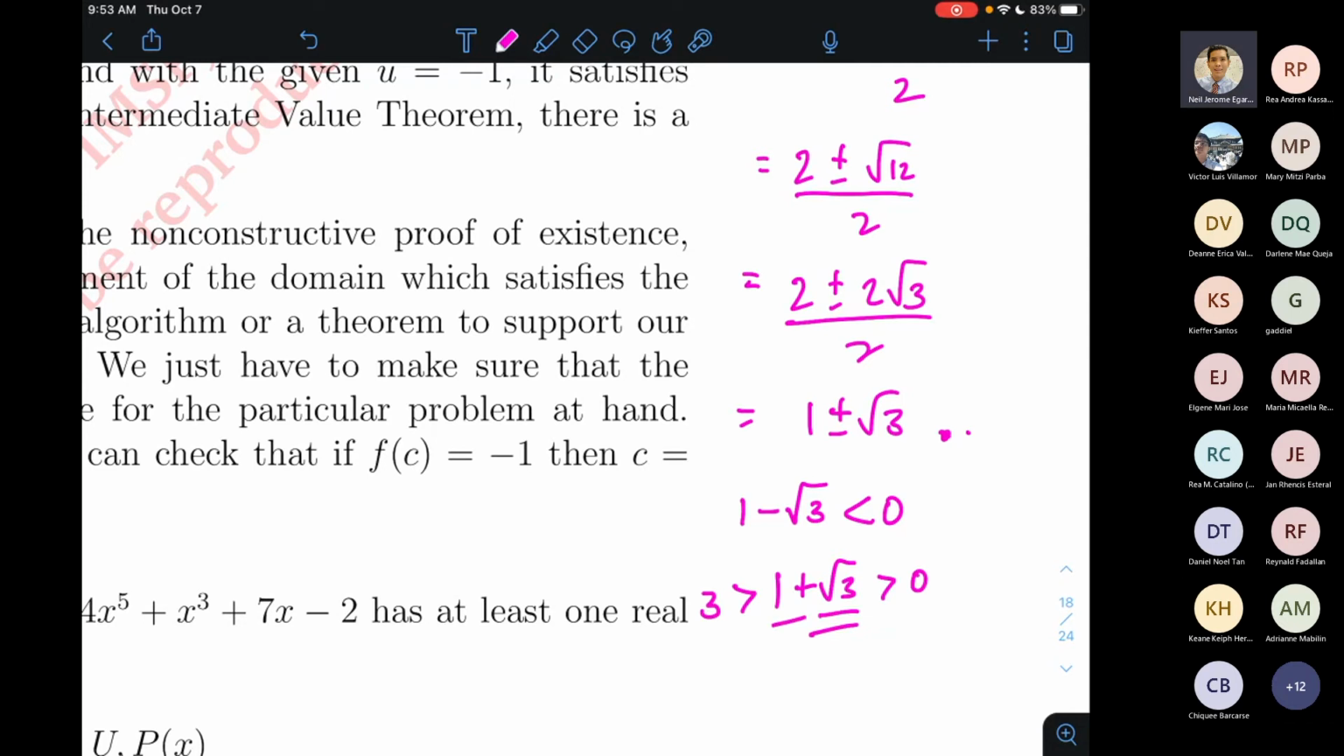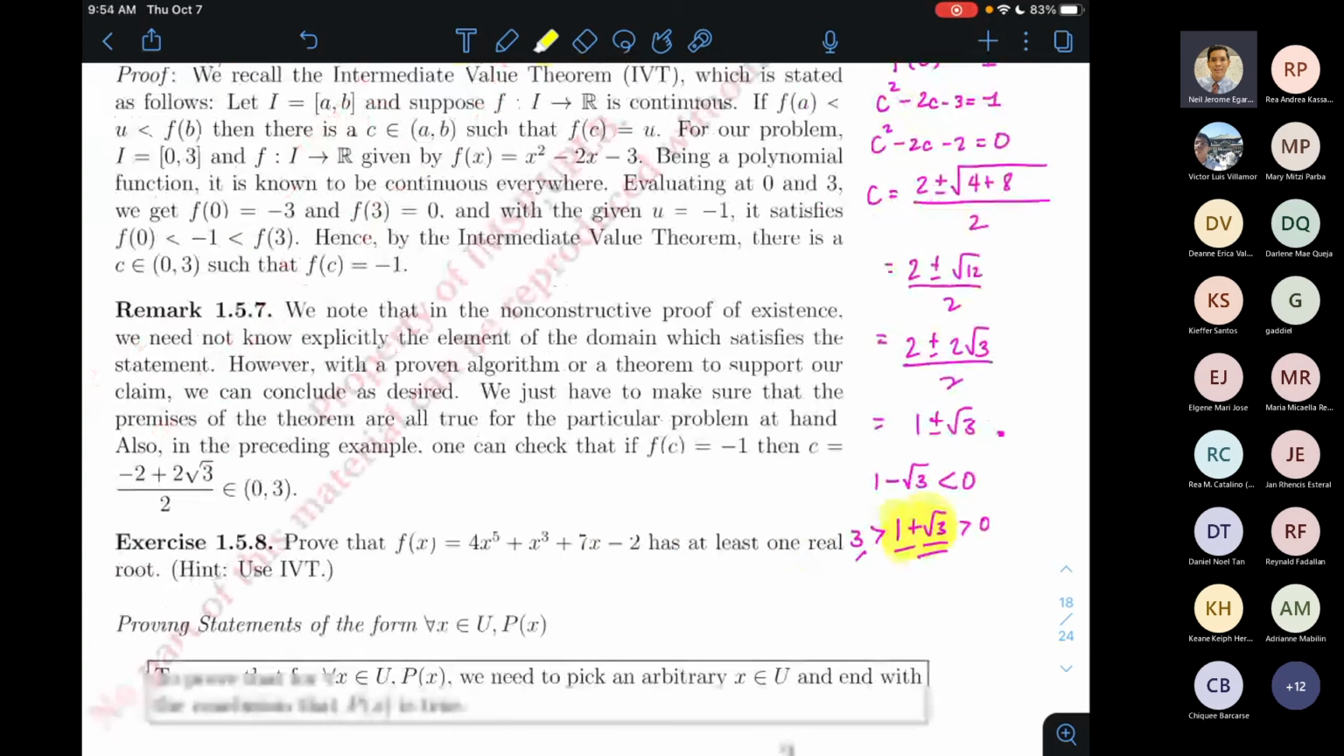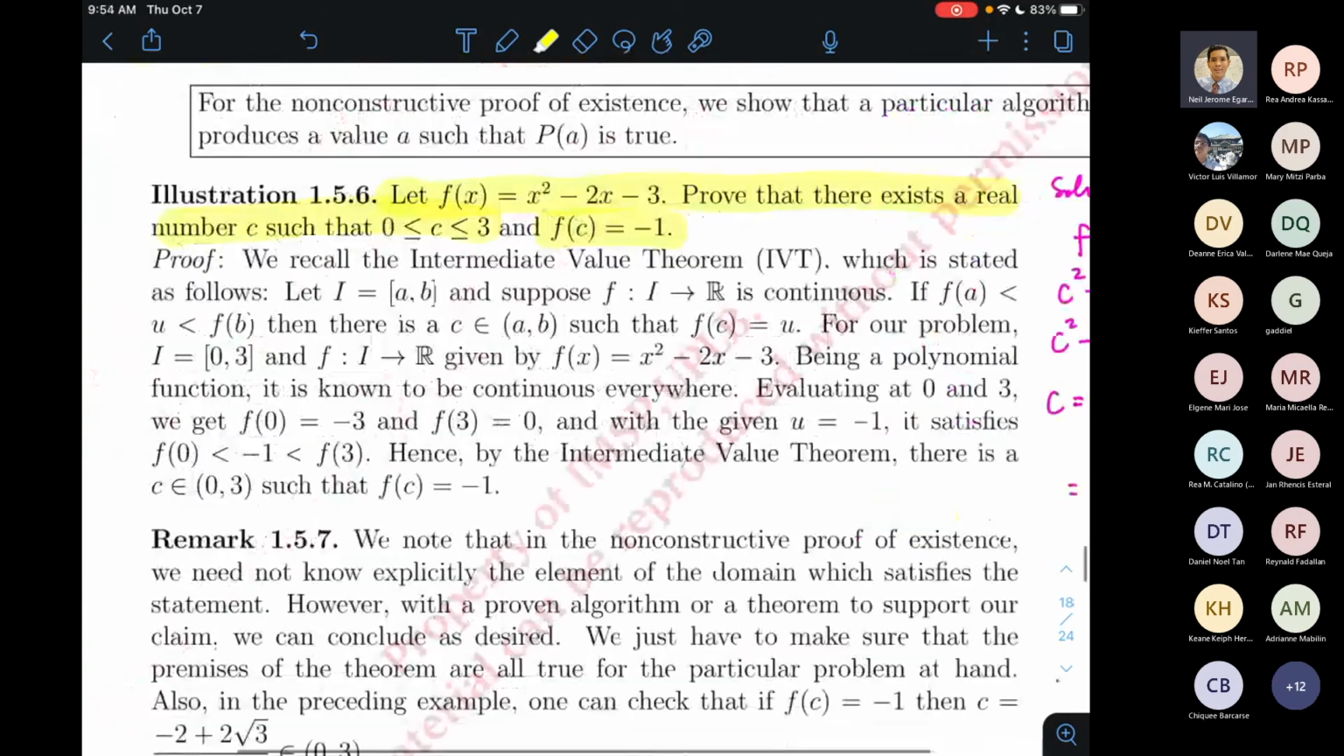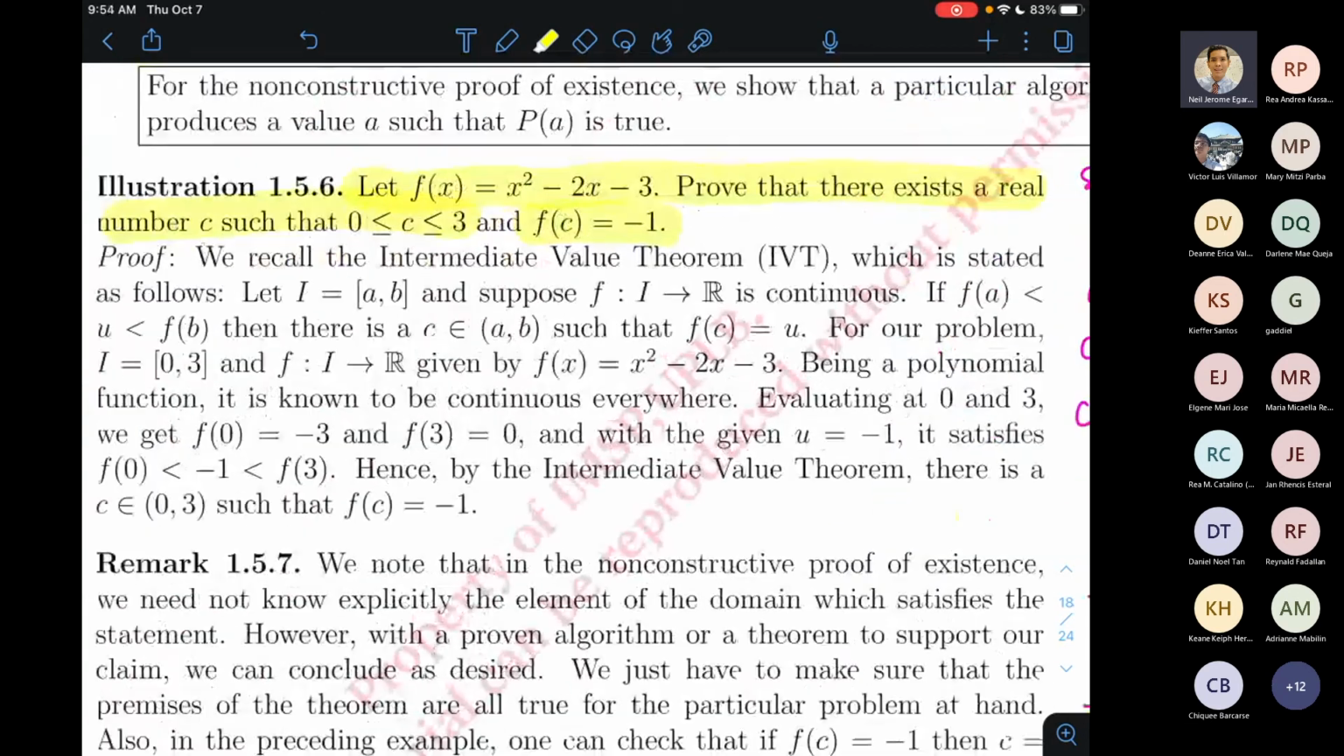Kasi ang root of 3 is 1 point something plus 1, so that's going to be 2 point something, mas maliit siya kay 3. So you can write your proof by saying you can take c to be 1 plus root 3. Pakita nyo lang na, or sabihin nyo lang na si 1 plus root 3 ay between 0 and 3. Tapos pag pinlog-in nyo to dun sa f, makukuha nyo ay -1. Right? So that's proof by construction. But sometimes proving by construction is hard. So pwede naman kasing gumamit tayo ng previously established results like the intermediate value theorem.